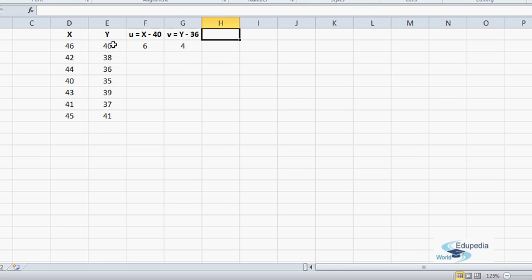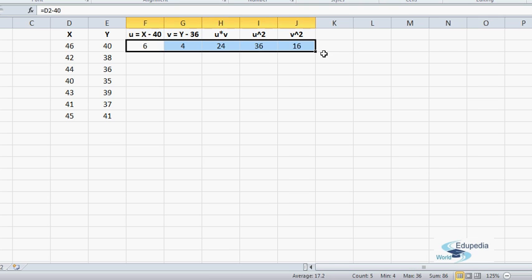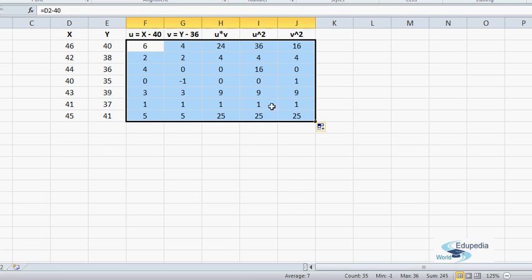Further, let's find the product of U and V, that is U multiplied by V. Then we also need U raised to power 2 and V raised to power 2. So U multiplied by V will be this value multiplied by the value here. U square will be the square of 6, which is 36, and finally V square is the square of the value here, which is 16. Now I have all the data ready with me. Let me drag this down to the last cell. So we have the values here.